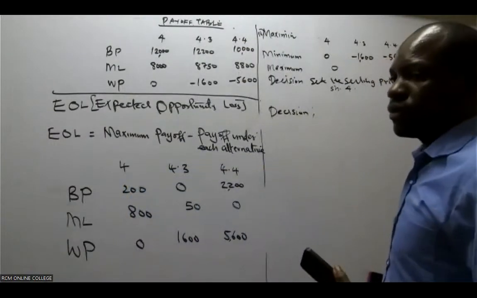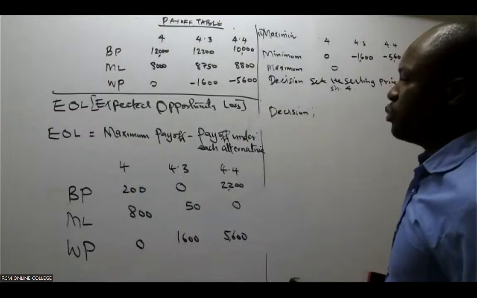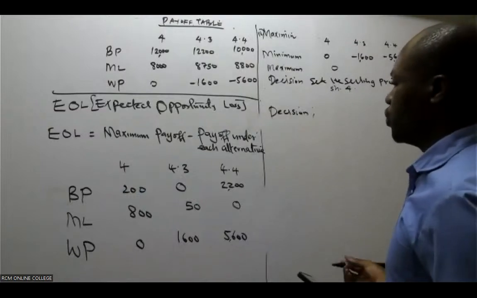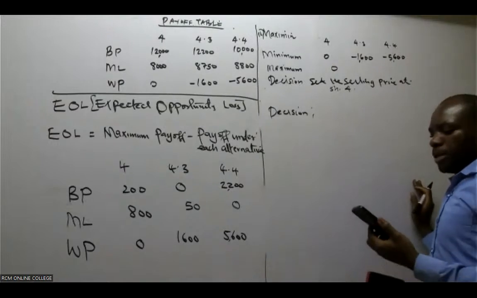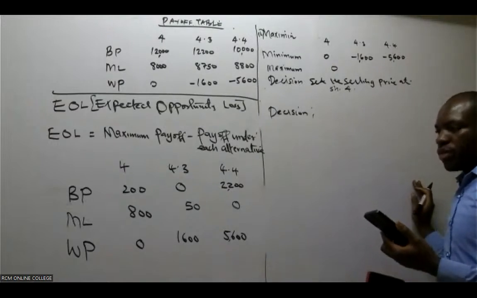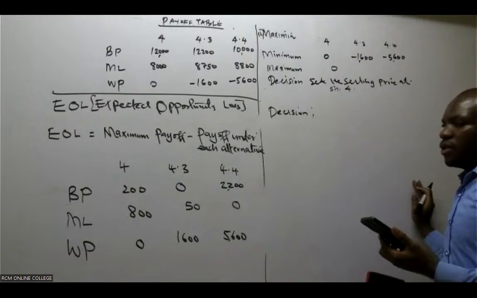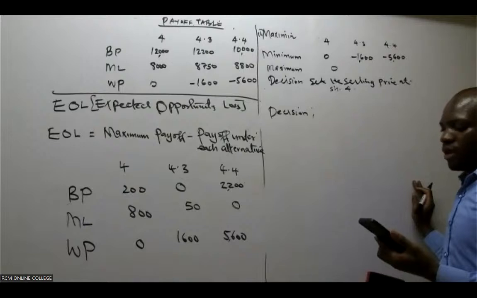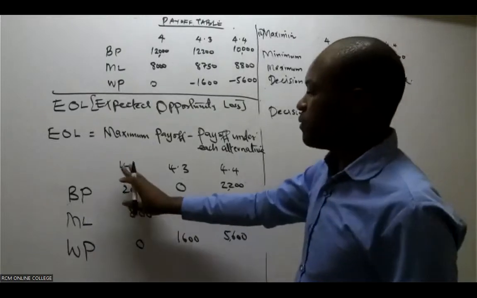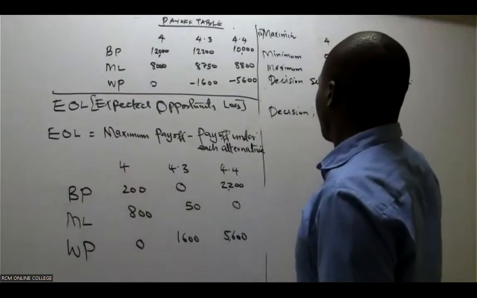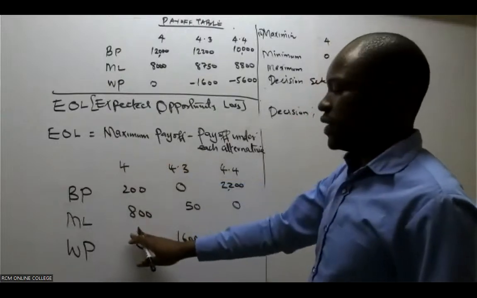Decision. Expected opportunity loss. So what are we going to do? Once that is done, you need to give us the maximum regret. The maximum regret: when you decide to choose 4 shillings, the highest amount you're going to lose is 800.